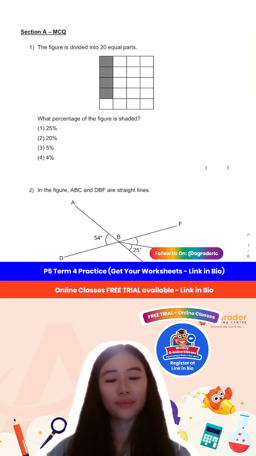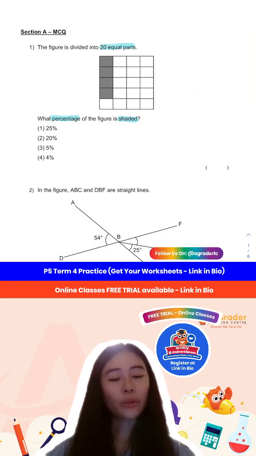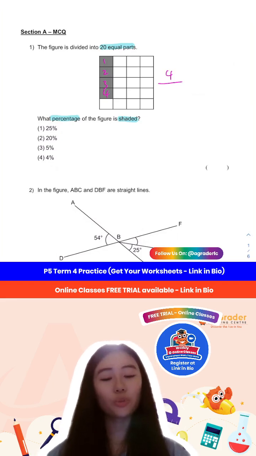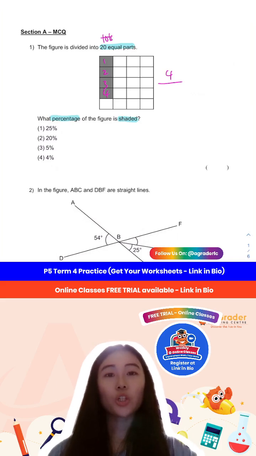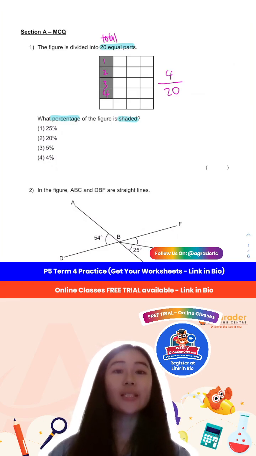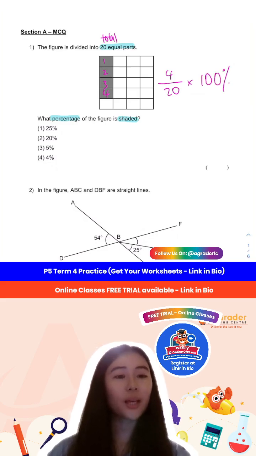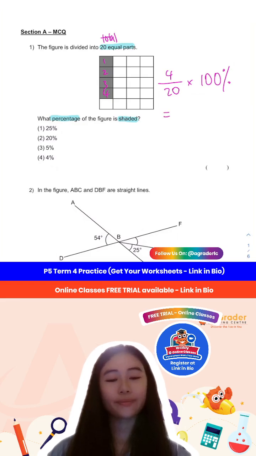Okay, so it says that in this figure, it is divided into 20 equal parts. What percentage of the figure is shaded? Okay, so I'm going to find out what's the fraction that is shaded first. You can see that there's 4 shaded, then the denominator should be the total, which is 20. So you will form this fraction 4 over 20 first, okay? Then you want to change it into a percentage, you times 100%. Yes, times 100% is correct.